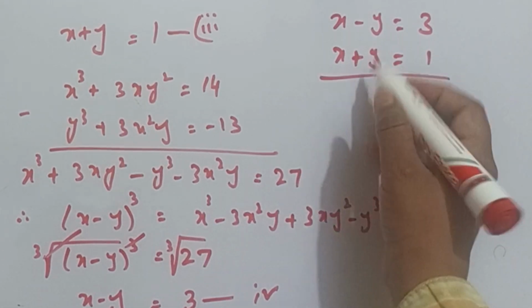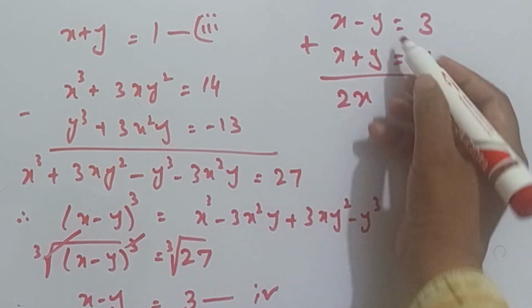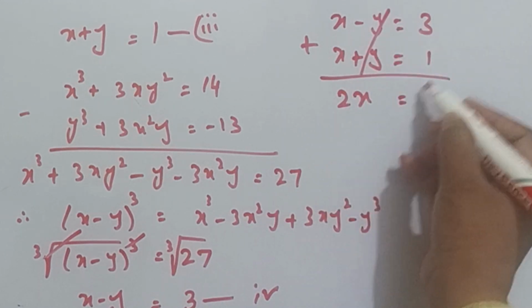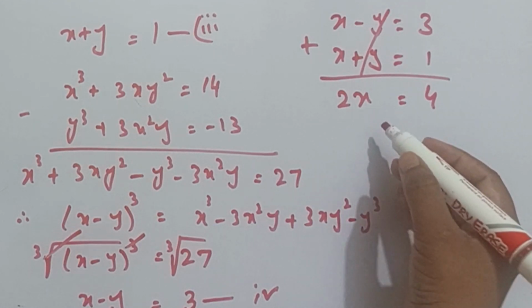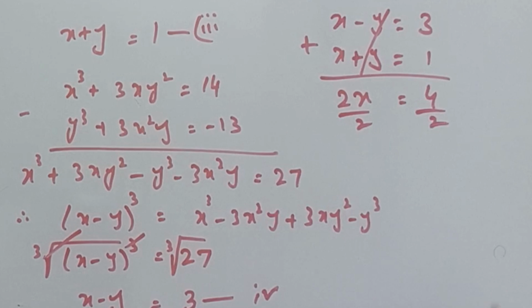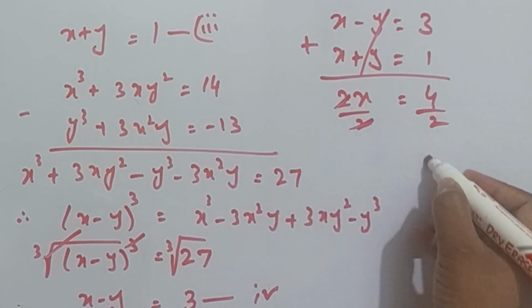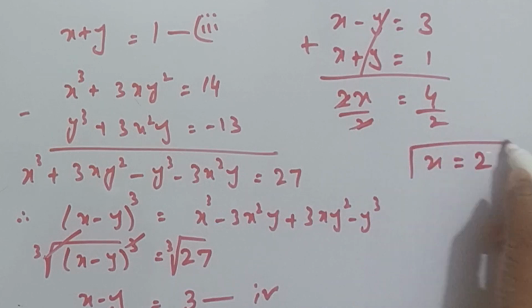Add these two equations. The first term will become 2 times x, the second term will cancel, and this side is 4. Now we just find the value of x. For this, we divide this equation by 2 on both sides. This 2 and 2 cancel, we just get x is equal to 4 divided by 2 is 2. So the value of x is 2.